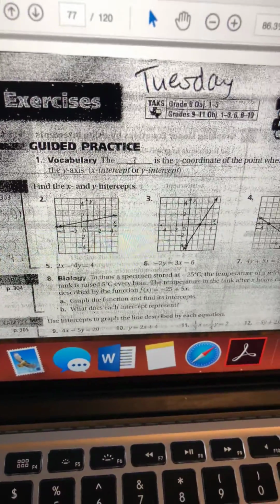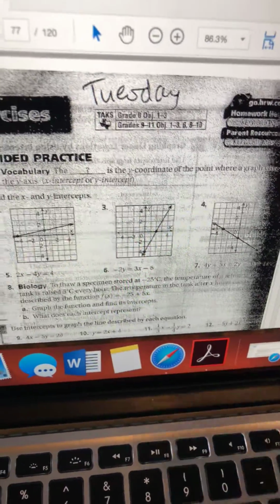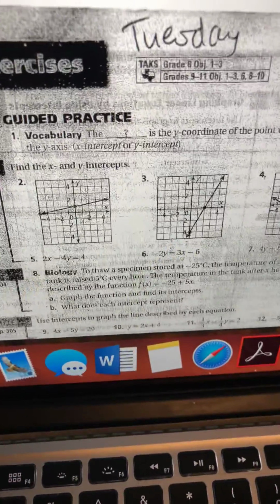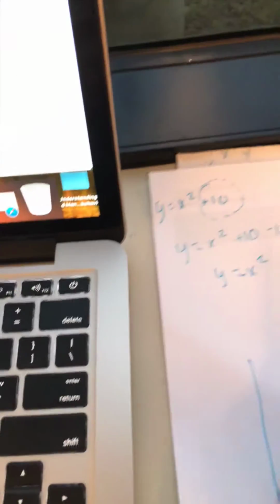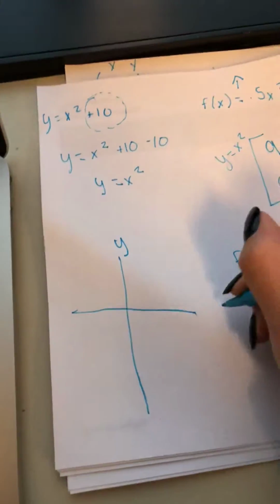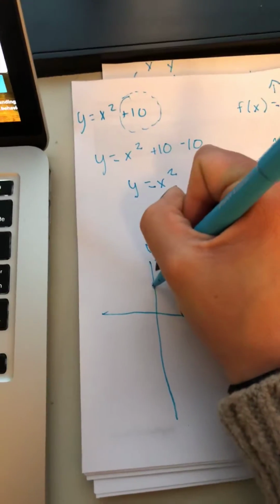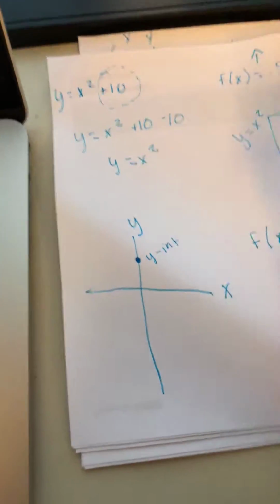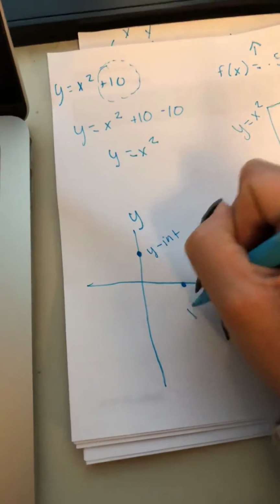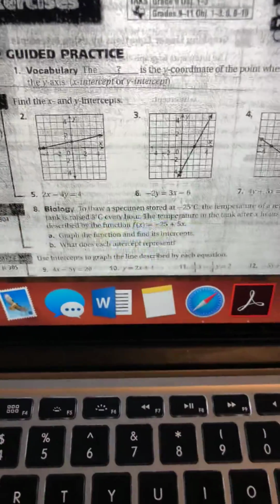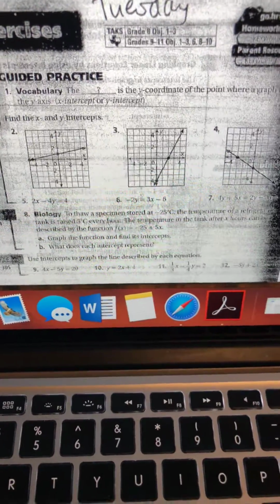Okay, so Tuesday. The first question has to do with vocabulary. It's the y coordinate of the point where the graph crosses the y-axis. So that's going to be my y-intercept. When it crosses my y-axis, here's my y, here's my x, it's a y-intercept. When it crosses my x-axis, it's an x-intercept.